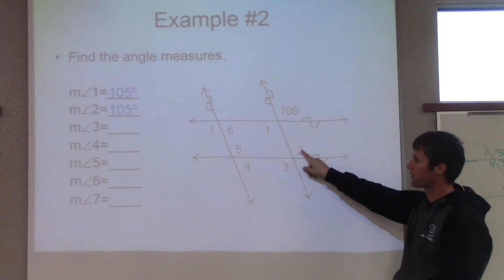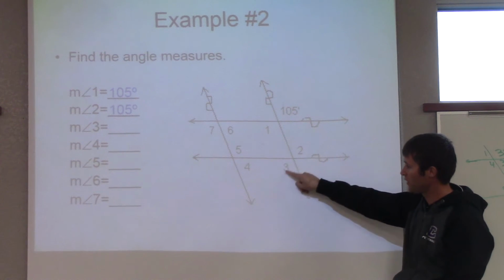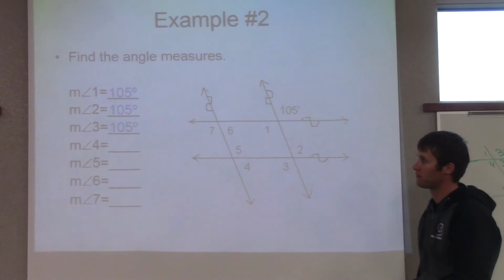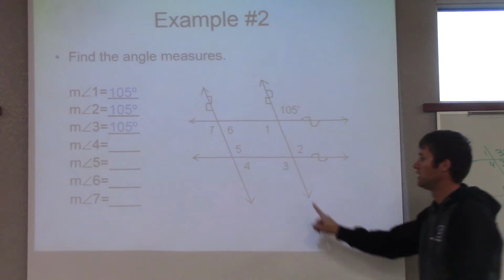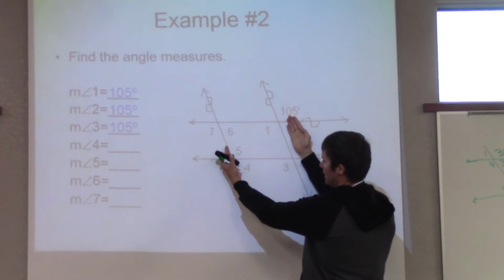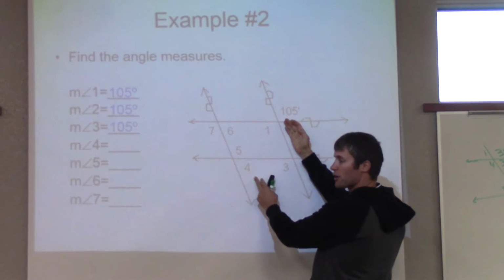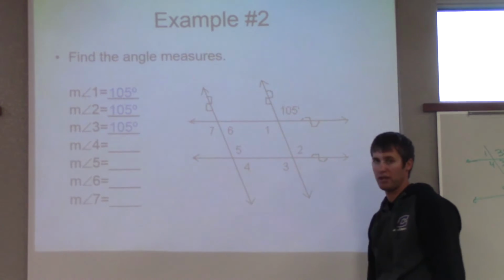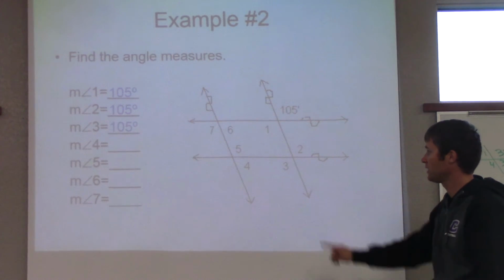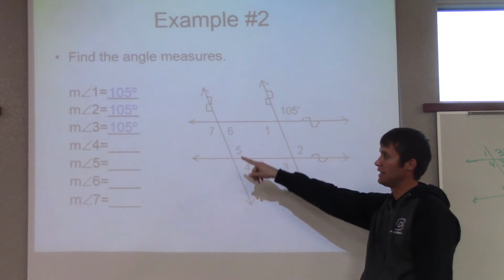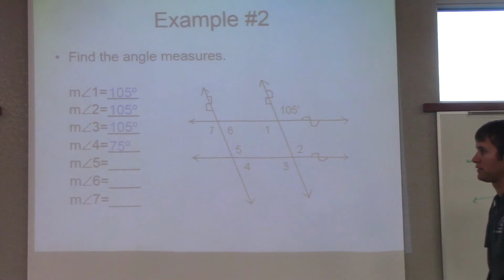Then you have angle 3. So if you got angle 2, angle 3, how could you get angle 3? Well, it's 105 because they're vertical. Angle 4, well, if you know angle 3 and angle 4, here are our parallel lines. These two are inside our parallel lines, so they're same side interior. What are they going to add up to? 180 degrees. So we go 180 minus 105, and that gives us 75 degrees.